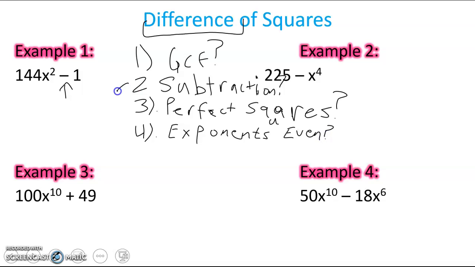Now, these last 3 questions, you have to get an answer of yes on. You have to have a subtraction sign. The numbers you're dealing with have to be perfect squares, and your exponents have to be even. If you answer no to any of these questions, then you cannot factor this by difference of squares, and you need to find another way to factor or just write prime, okay? So if you need to pause, write these questions down. I'm going to pause the video and erase, and we'll come back to work out these examples.